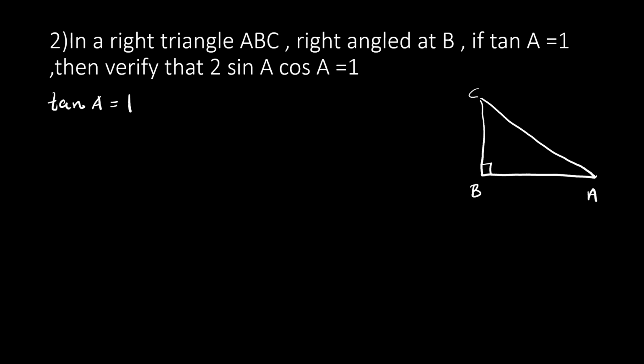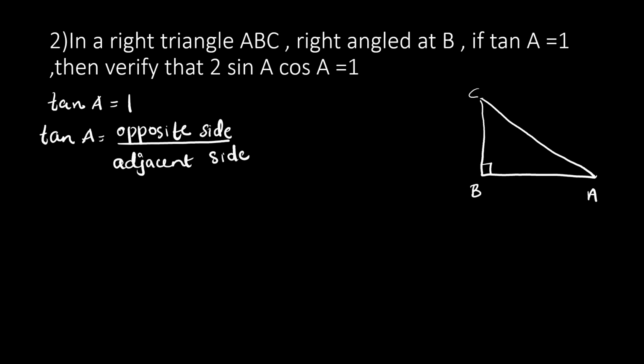So we have already discussed what is tan of an angle. Tan A is opposite side divided by adjacent side. So in this triangle, if this is angle A, then which is the adjacent side? This side, that is AB, is the adjacent side.